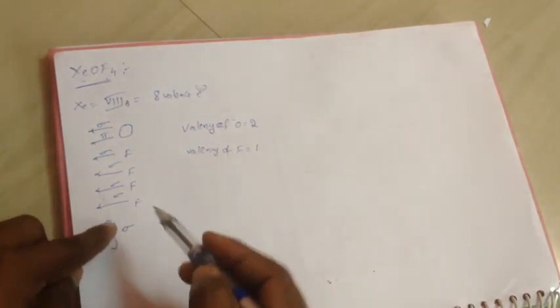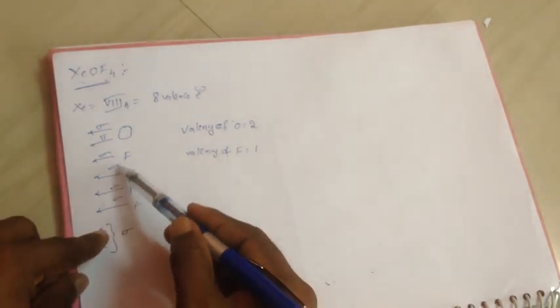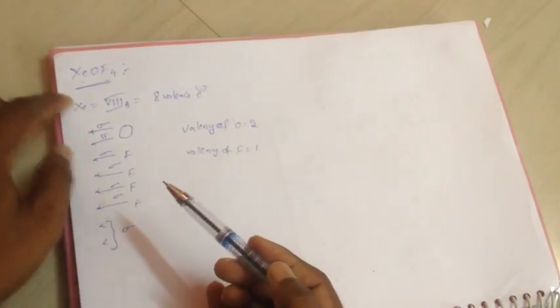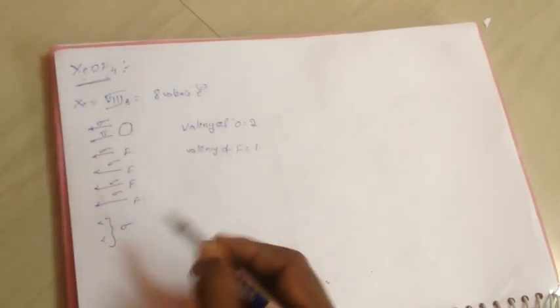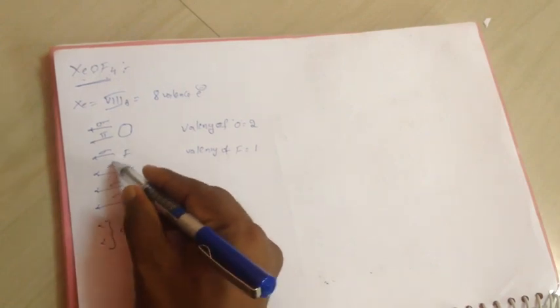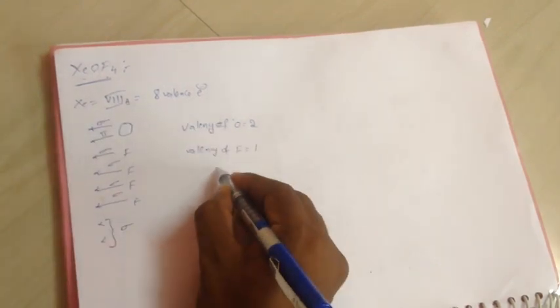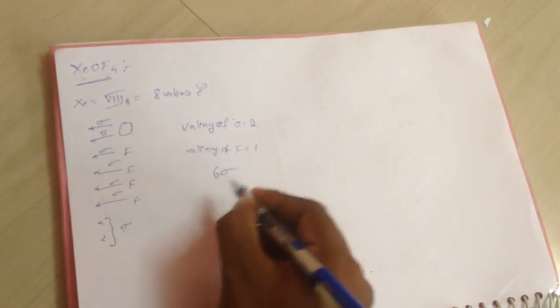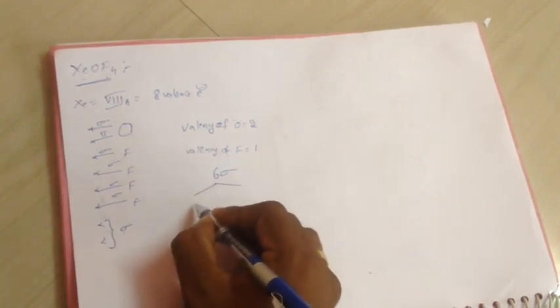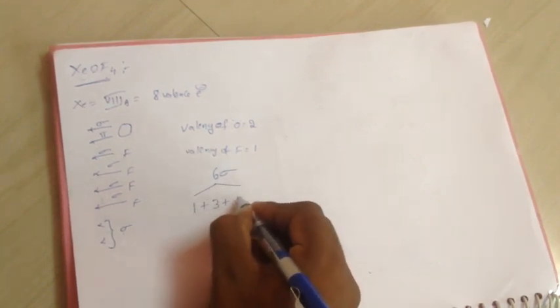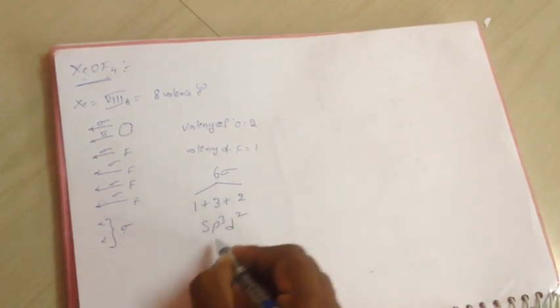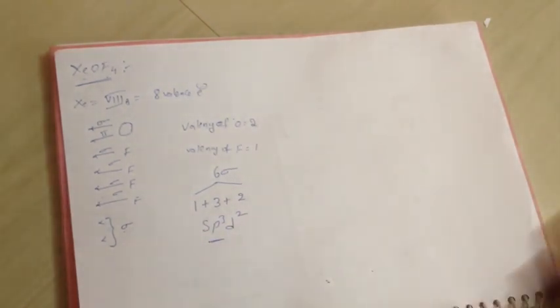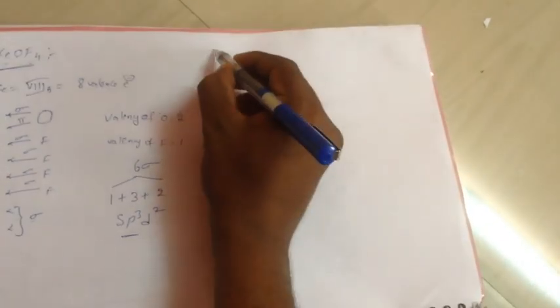So totally how many sigma bonds, students? 1, 2, 3, 4, 5, 6. Only sigma bonds we have to consider for hybridization, not pi bonds. Is it clear? So 6 sigma bonds are present here. So how to separate these 6? 1 plus 3 plus 2. That means which hybridization it is? sp3d2 hybridization.